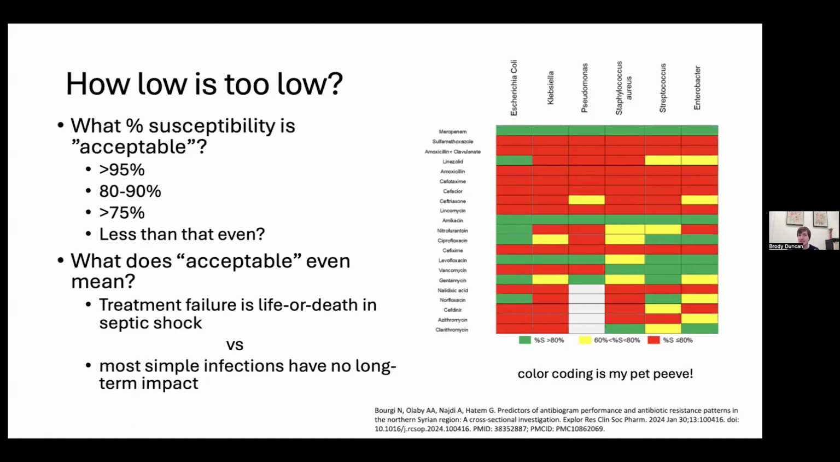So I hate this because I think it takes away a lot of the nuance that we're talking about between septic shock versus simple bladder infection. And it just goes to your monkey brain of saying, okay, red is bad, so we'll avoid red, right? So don't show me an antibiogram with color coding. I don't want to.